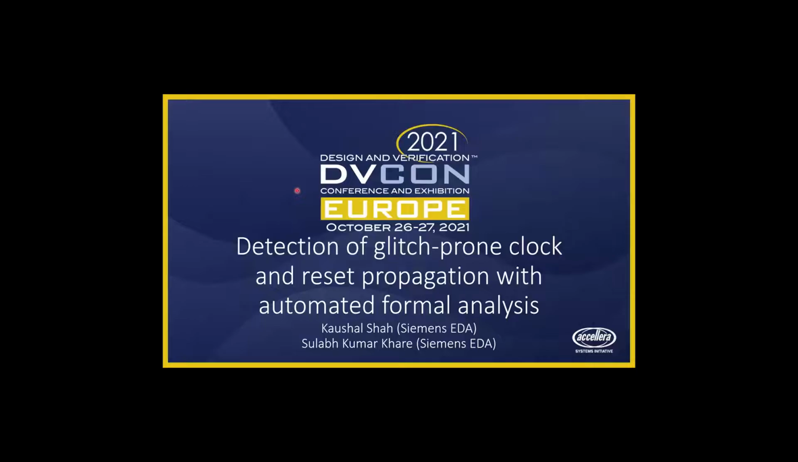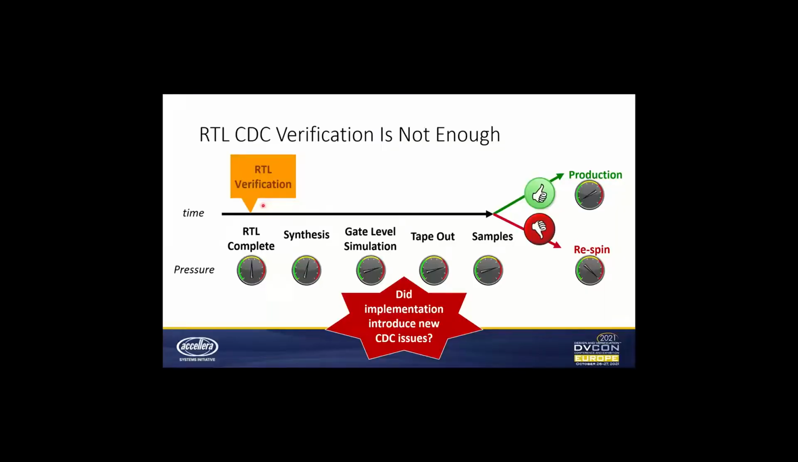Hello, everyone. In this presentation, I will be discussing the detection of glitches on the clock and reset paths with automated formal analysis. The agenda is simple. We will first introduce why we require a necessary step after the RTL verification for glitch checking, and then see the reasons for the introduction of glitches in the design at the netlist level. We will then go through some of the existing methodologies for the detection of glitches, and then the proposed solution, in terms of why it's better in methodology and performance, and then the summary.